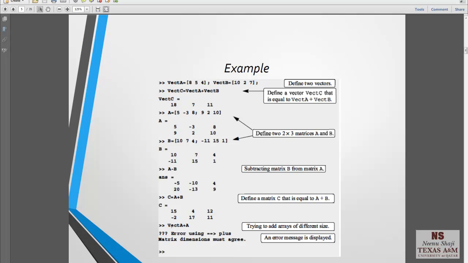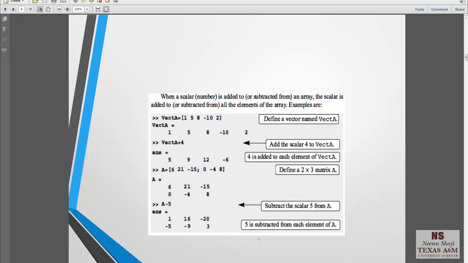But if you try to add a vector A to the matrix A, you get the error saying matrix dimensions must agree. When a scalar, that is a number, is added to or subtracted from an array, the scalar is added to or subtracted from all the elements of the array.